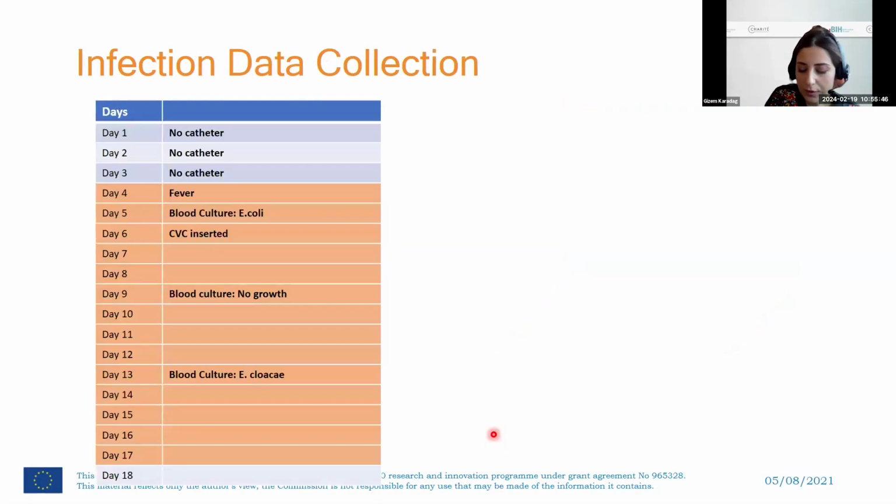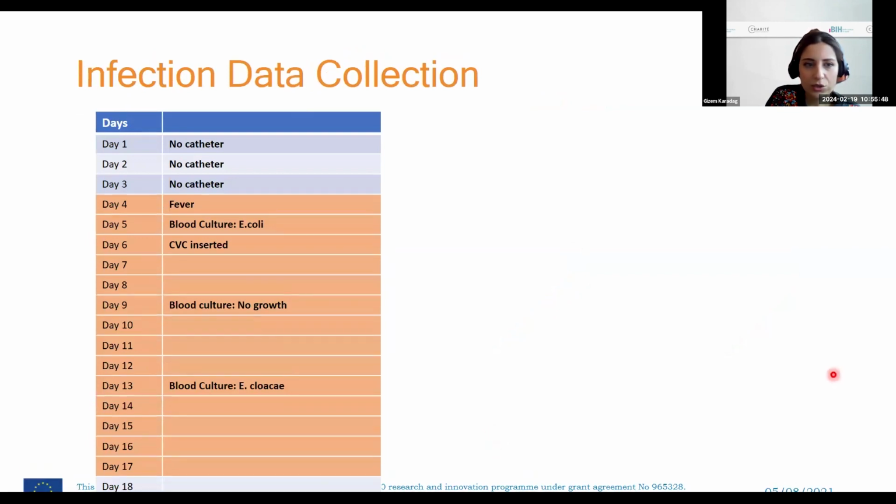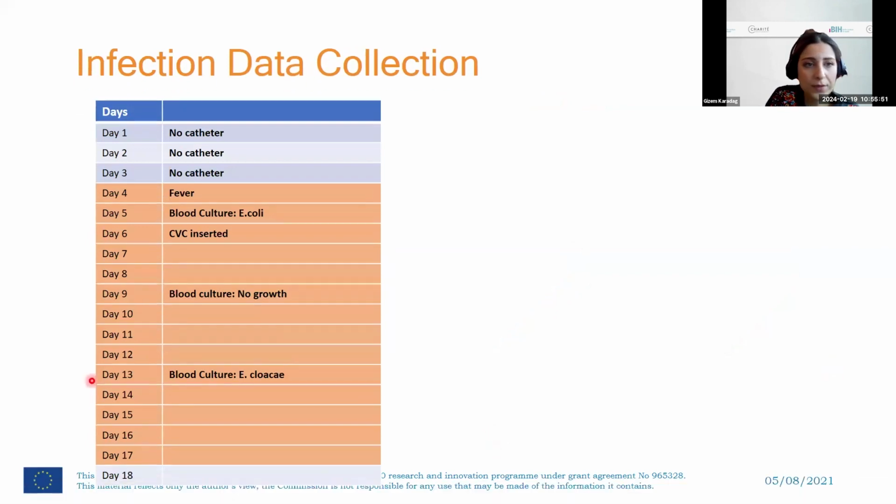Here is another example so that I can explain another tricky situation. In this example, you see the patient has on day 1, 2, and 3 no catheter, and then started to develop a fever on day 4. Then on day 5, a blood culture was taken, and E. coli was isolated. On day 6, a CVC was inserted. On day 9, again a blood culture was taken, with no growth. And then on day 13, this time a blood sample showed Enterobacter cloacae.